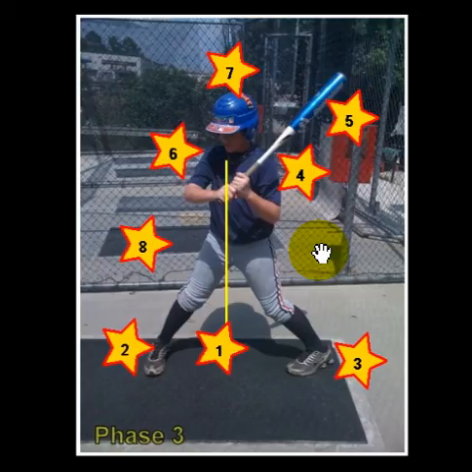And so let's go ahead and take a look at some live examples of what it should look like in real time and what some of the poor examples are that you may be experiencing out there in the field.